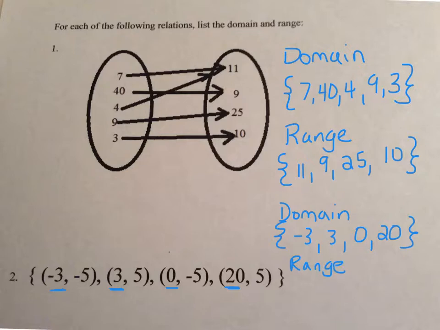Well, the range is -5, 5, -5, and 5. So basically the range is made up of two elements, just -5 and 5. You don't have to write -5 or 5 twice in the range. You just have to list it once, even though it's used more than once in the relation. So {-5, 5} is the range.